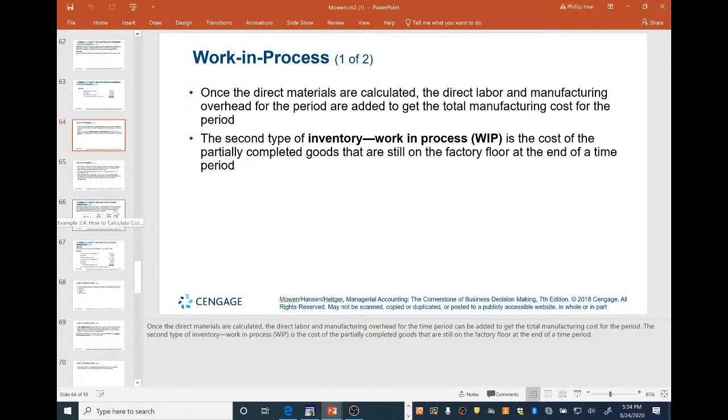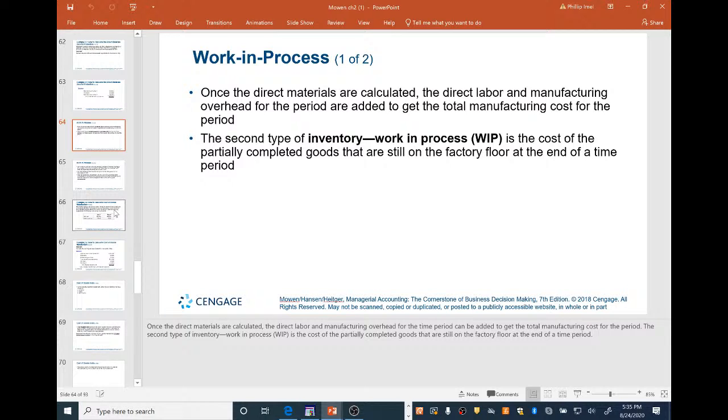So the second type of inventory, which is work in process, is the cost of partially completed goods that are still on the factory floor at the end of a time period. So we have ending inventory, which is completed inventory that's already been completely processed. And then the other part of the inventory is going to be the work in process. Once again, that's the stuff that, in the middle of the production period, the month ended. So in that period, whatever's on the floor on that line, from the raw materials that's already been started but not all the way produced, that's what the work in process is going to be. And that's going to be considered inventory work in process.